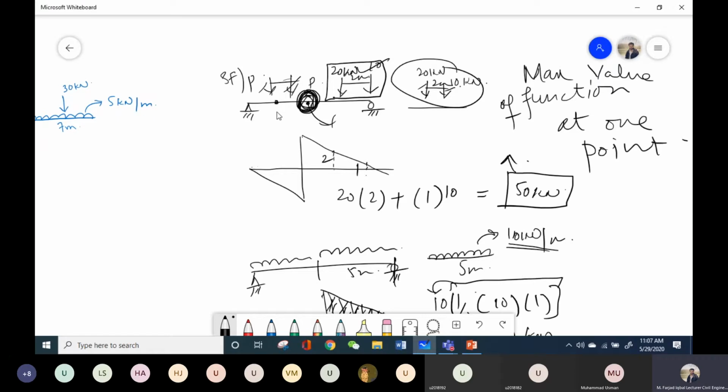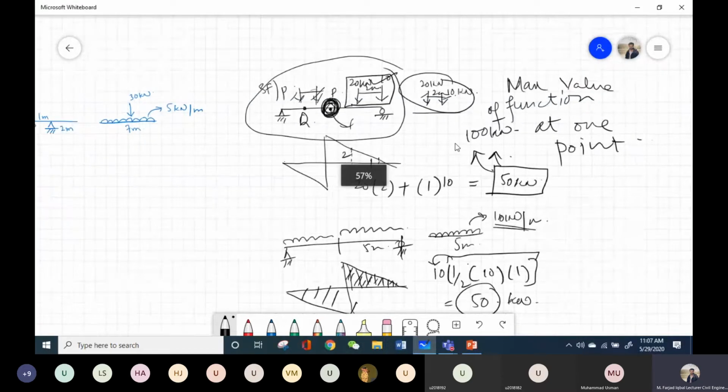For example, let's say there may be a point Q over here at which the maximum value of bending moment or shear force is even greater than this 50 kilonewton, maybe 100 kilonewton. So this maximum value is for one point and not for the whole beam. In the next class, we will be calculating the maximum value of function for the whole beam. So there is a difference between the two. For now we are focusing on one point, and in the next class we will be focusing on the whole beam, that is, at which point maximum bending moment or maximum shear force or maximum reaction would exist in a beam. So any confusion about this one?